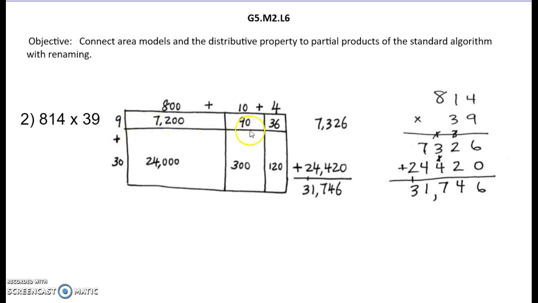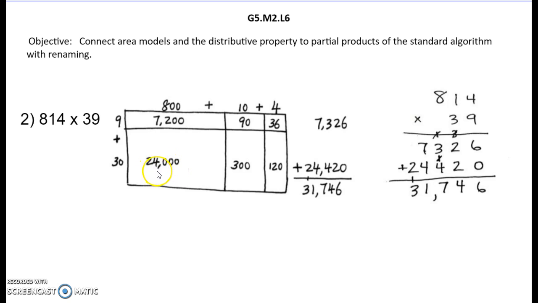So, first 9 times 4 ones, 36 ones. 9 times 1 ten, 9 tens, or 90. 9 times 8 hundreds, 72 hundreds. 30 times 4 ones, or 3 tens times 4 ones gives us 12 tens, or 120. 3 tens times 1 ten gives us 3 hundreds, or 300. And then 3 tens times 8 hundreds gives us 24 thousands.